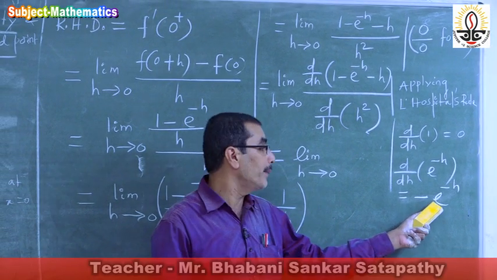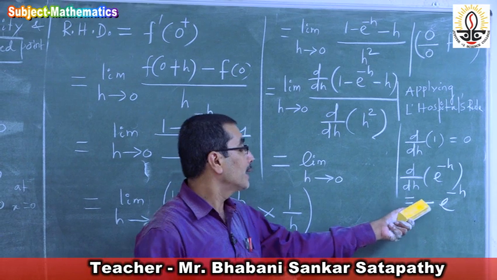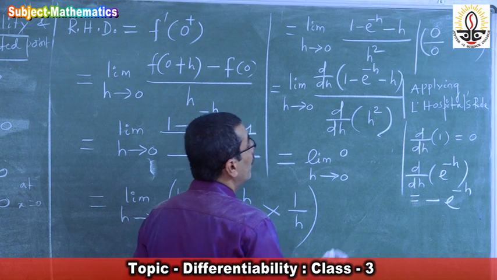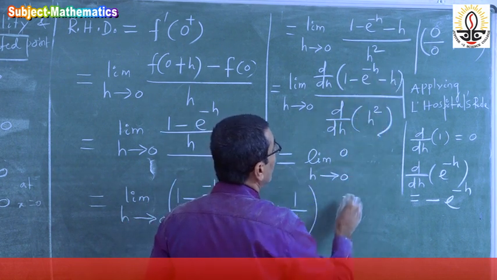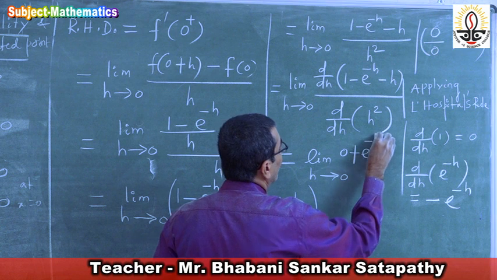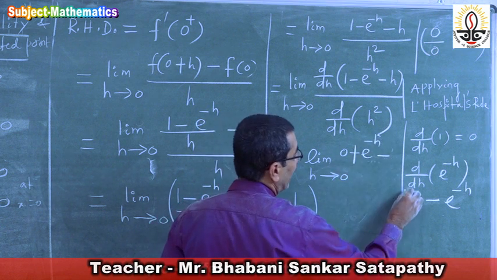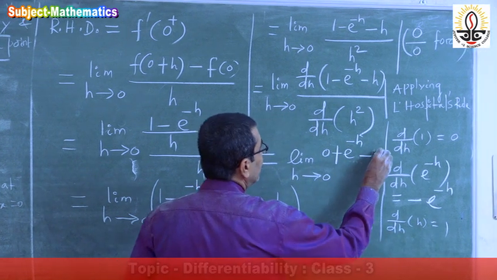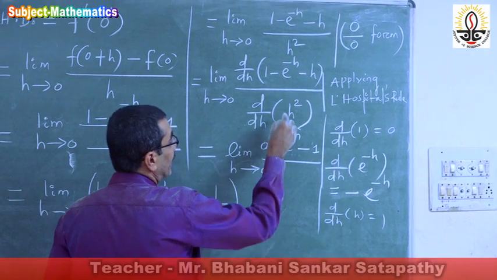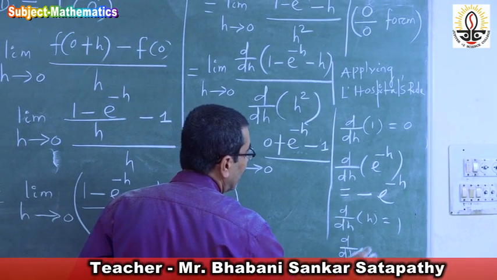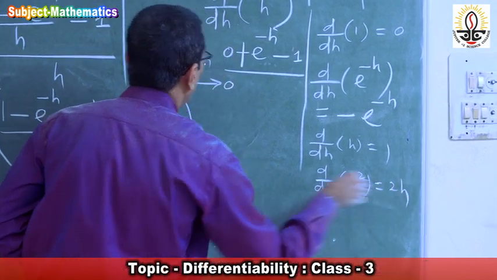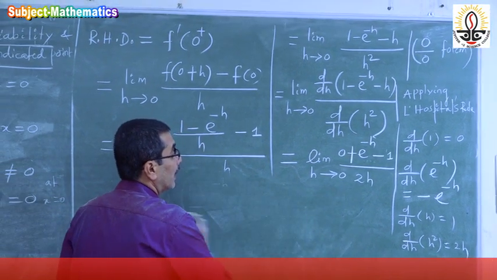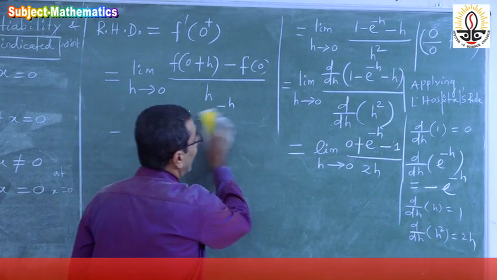Now simply apply this formula. The derivative of 1 is 0, then minus of minus e to the power minus h, so plus e to the power minus h, divided by d by dh of h square, which is 2h. So this result is equal to e to the power minus h divided by 2h.